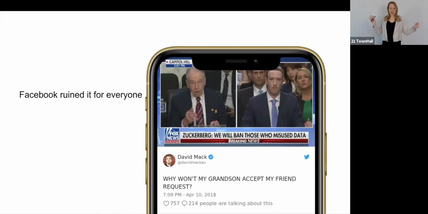One big caveat that I would have, however, is that Facebook really ruined it for everyone. I laugh every time I see this screenshot because the questions they asked during this deposition were ridiculous. But up until this point, whenever Facebook was interrogated for the data that they collect on users, most users did not really understand data privacy online.